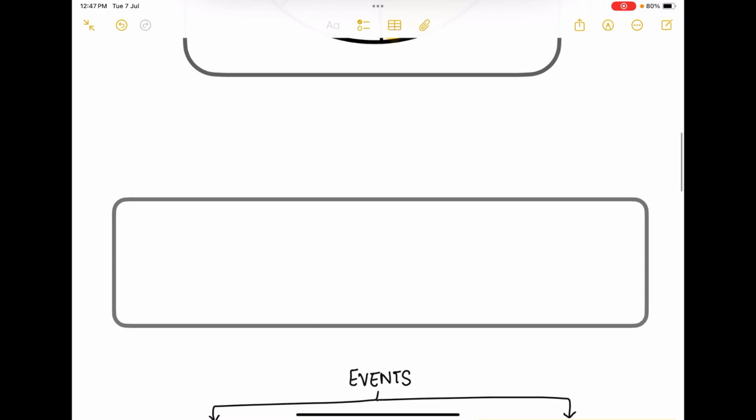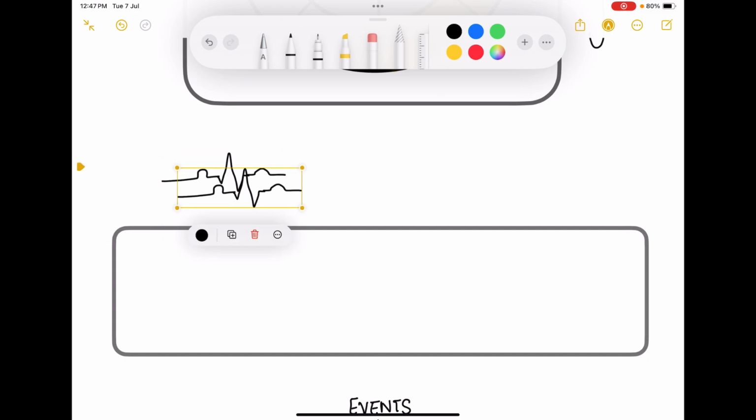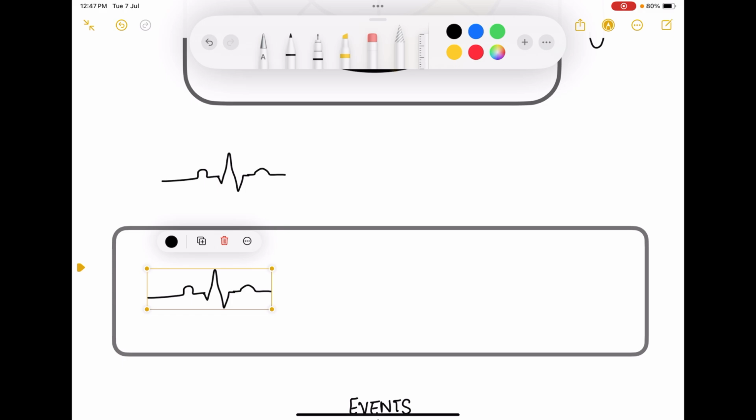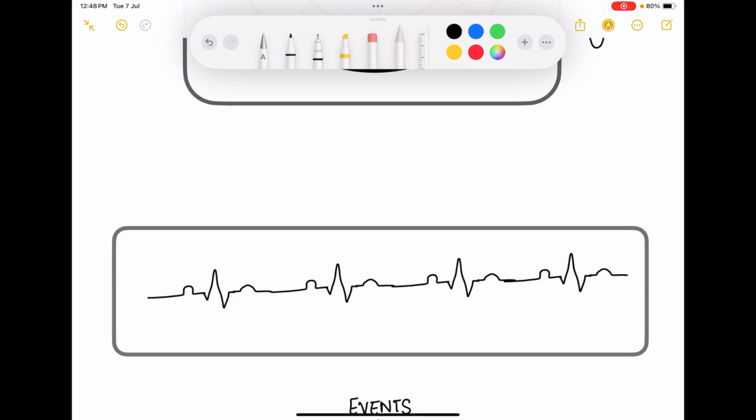Now I'll draw ECG also so that I can give you an overview about the cardiac cycle with respect to ECG also. This is P wave, QRS complex, and this is T wave. One ECG denotes one cardiac cycle. Two ECGs denote two cardiac cycles. Likewise, three ECGs denote three cardiac cycles and four for four cardiac cycles.